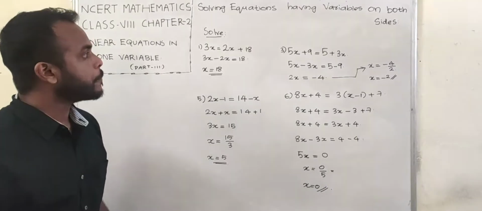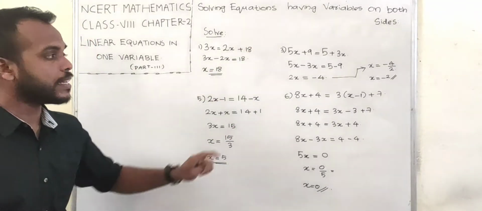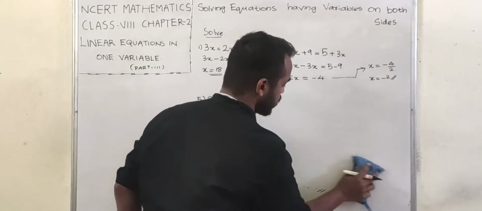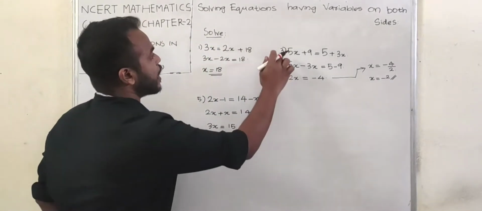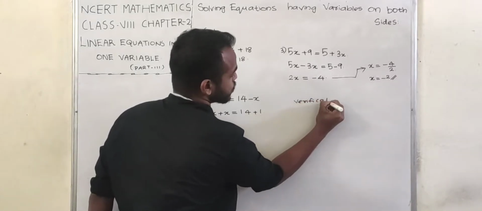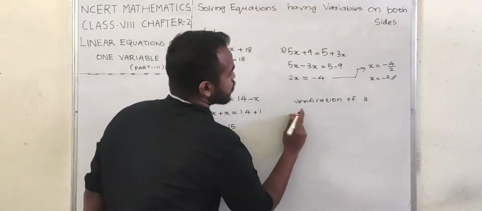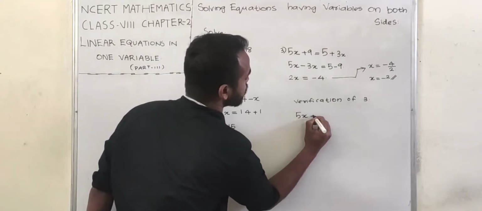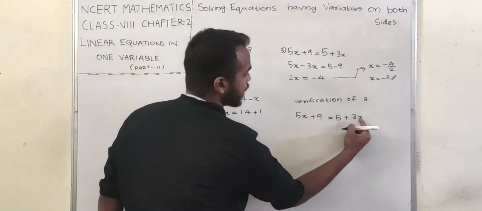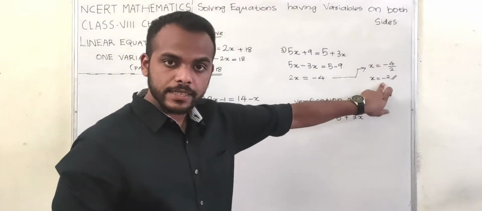Let's see the same. Consider the third equation over here: 5x plus 9 is equal to 5 plus 3x. I hope you have noted it down in your notebook. So I am erasing this one. I am going to verify this one. Verification of question number 3. The question says 5 times x and an addition of 9 will give 5 added to 3 times that number, and that number was obtained by us as minus 2.